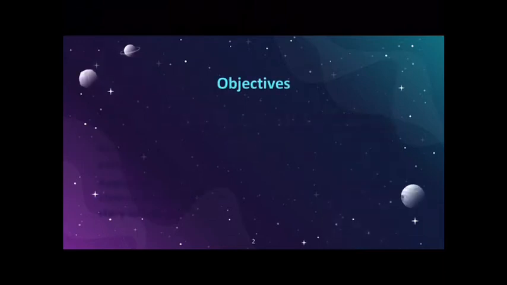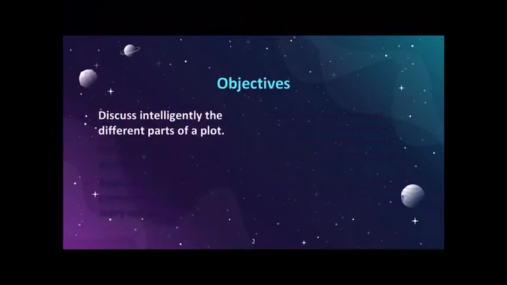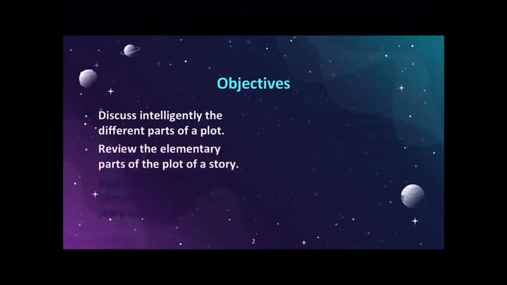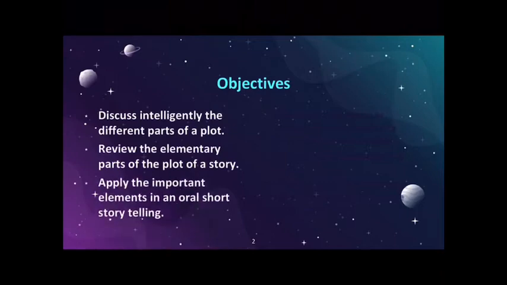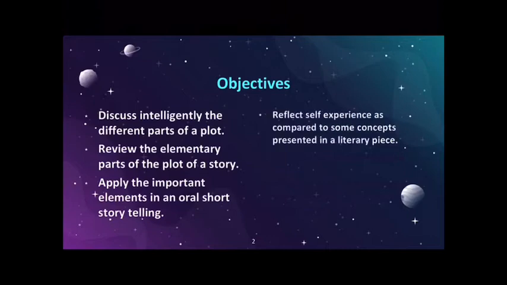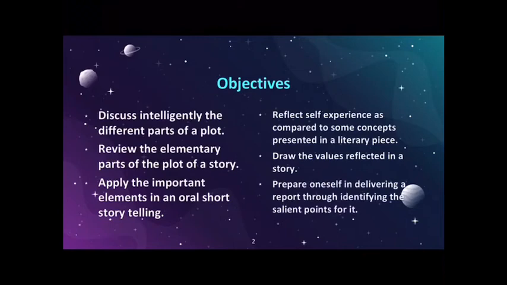The first objective is to discuss intelligently the different parts of a plot, review the elementary parts of the plot of a story, apply the important elements in an oral short storytelling, reflect self-experience as compared to some concepts presented in a literary piece, draw the values reflected in a story, and prepare oneself in delivering a report through identifying the salient points for it.